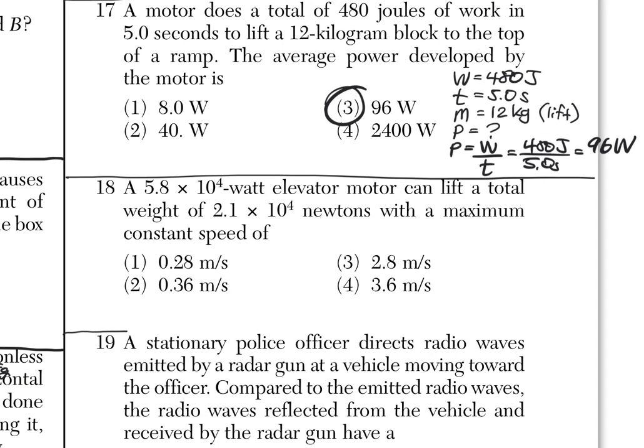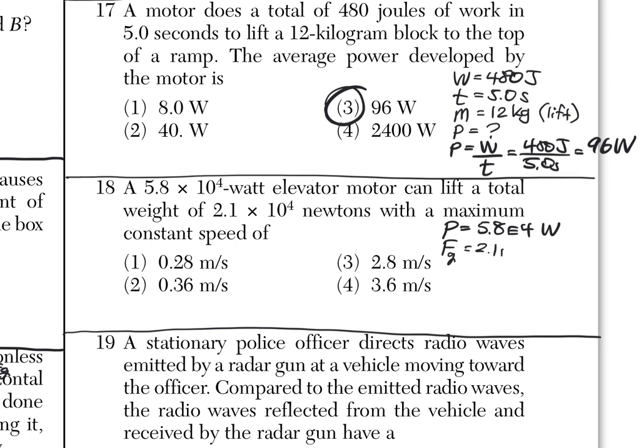Next question. Talk about lifting something. Here we have an elevator lifting 2100 newtons. So it wants to know the speed that it can lift that at. I know the power is 5.8 times 10 to the 4 watts. That's 58,000 watts. I know the weight of what it can lift is 2.1 times 10 to the 4 newtons. And it wants to know what's the speed that it can lift at. Here's another power equation, but instead of W over T, we also know that power is force times average speed.